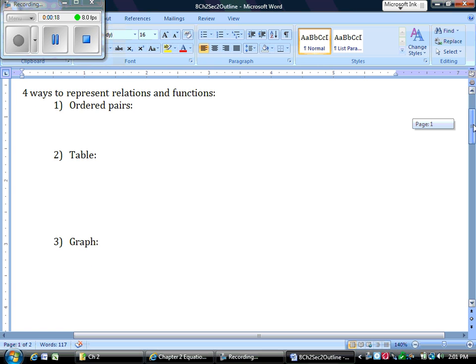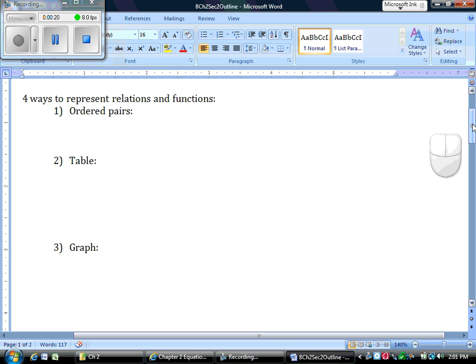We have 4 different ways that we can represent relations and functions. Remember, a relation is just showing how two numbers are related, an x and a y. A function is a specific type of relation, and we'll learn more about that on the back side of these notes. But the 4 ways that we're going to show relations, 3 of which are review, 1 is new. The ordered pairs we've known for a while.